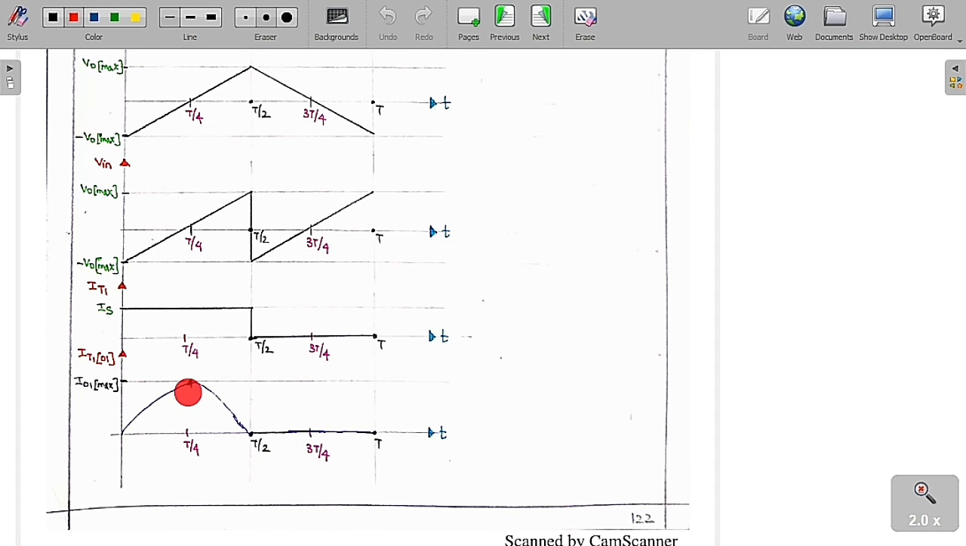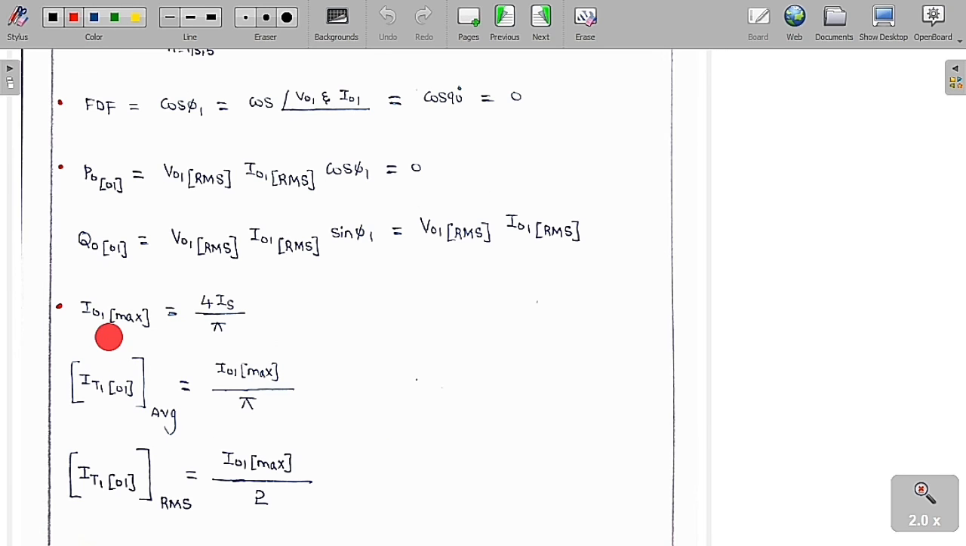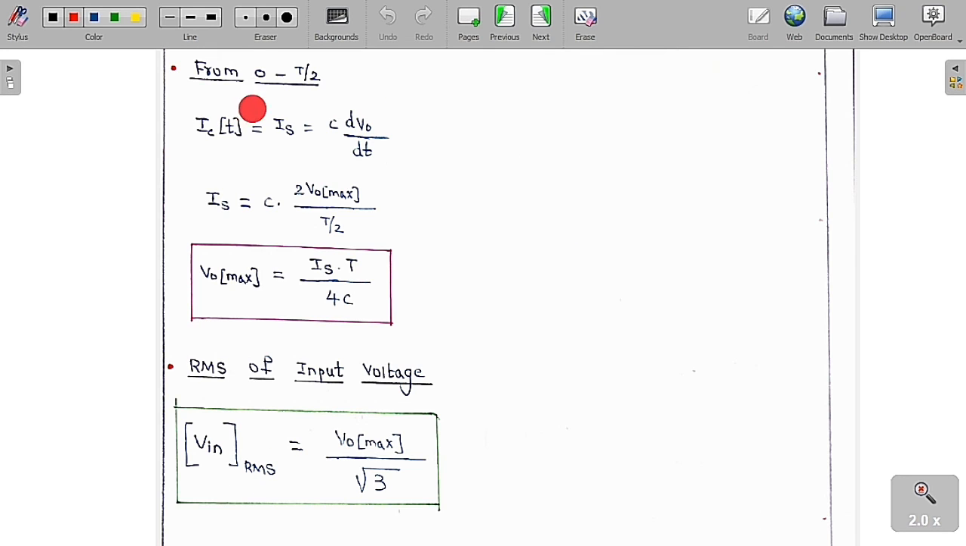Its average value is maximum value by pi, and the RMS value is equal to maximum value by 2. So I01 max is the maximum value of the fundamental component of the output current, which is 4Is by pi. We can easily get it from the expression. So the average value of the fundamental component of the thyristor current is equal to maximum value by pi, which is I01 max by pi. The RMS value of the fundamental component of the thyristor current is equal to maximum value by 2, which is I01 max by 2.